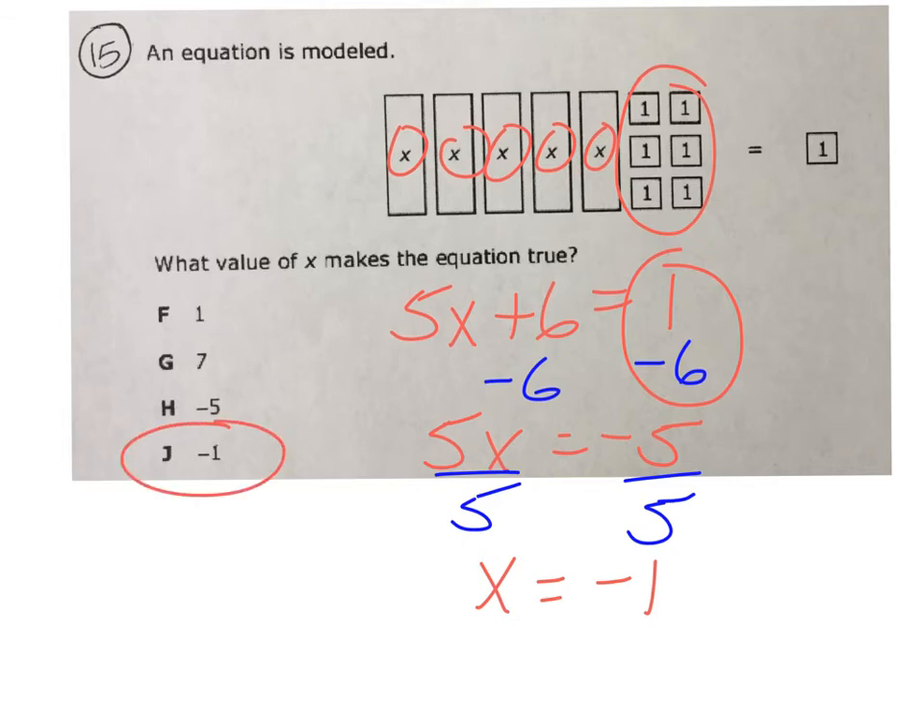Okay, let's check it. If you say x is a -1, that means each one of these is -1s. That comes out to 5 negatives and 6 positives. So that equals a 1, which is the same as equaling that +1 on the other side.